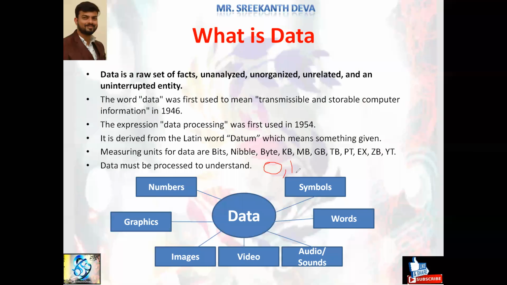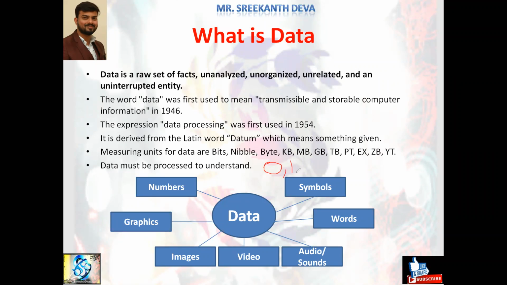Next, 4 bits combination represents a nibble. 8 bits combination represents 1 byte. 1024 bytes represents 1 kilobyte. 1024 kilobytes represents 1 megabyte. 1024 megabytes represents 1 gigabyte. 1024 gigabytes represents 1 terabyte.